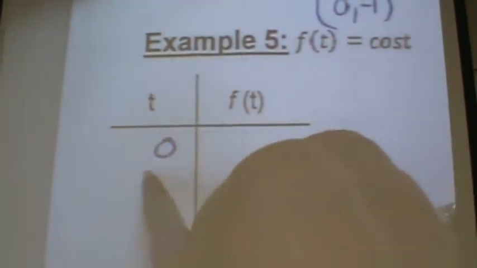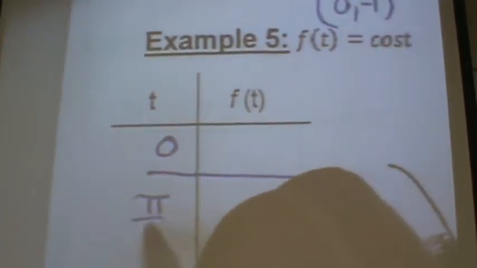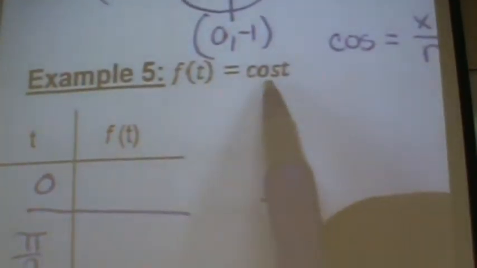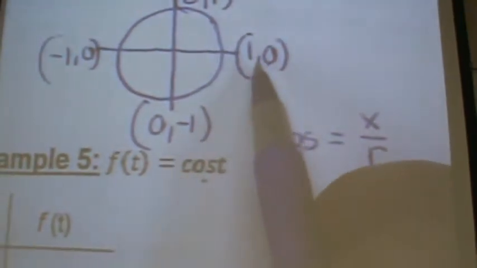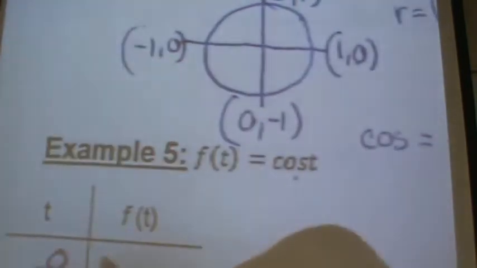Let's do 0. Let's do pi over 2. Pi. 3 pi over 2. And we're going to do 2 pi. Using the definition of cosine, cosine is x over r. So right here, what's the x value? 1. And what's r? 1. What's 1 over 1? So 0, 1 is where? Right there. That's that first point.